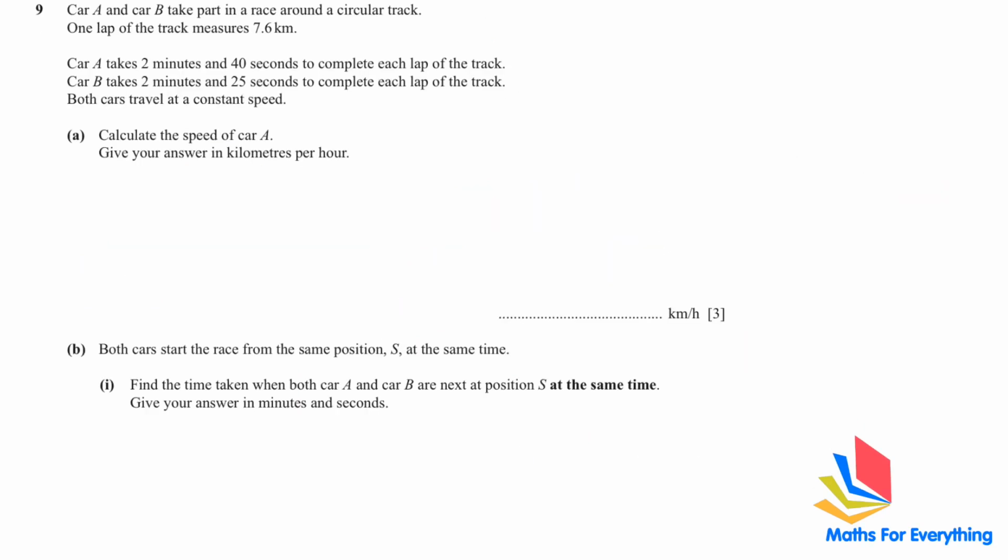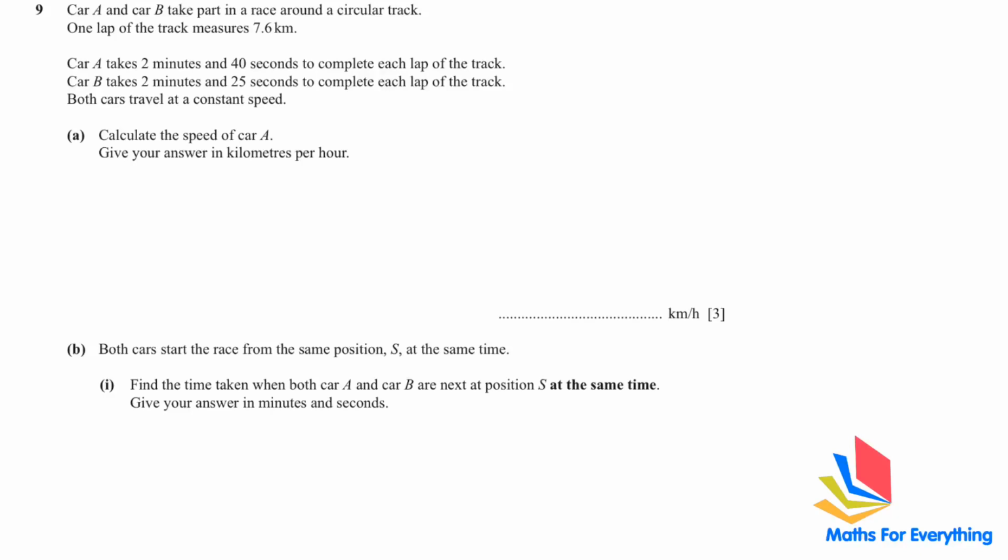Question number 9. Car A and car B take part in a race around a circular track. One lap of the track measures 7.6 kilometers. Car A takes 2 minutes and 40 seconds to complete each lap of the track. And part A is: calculate the speed of car A. Give your answer in kilometers per hour.